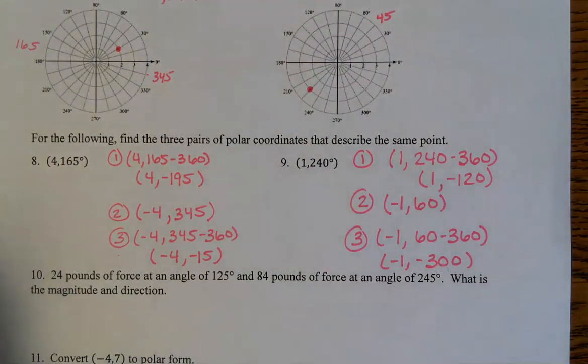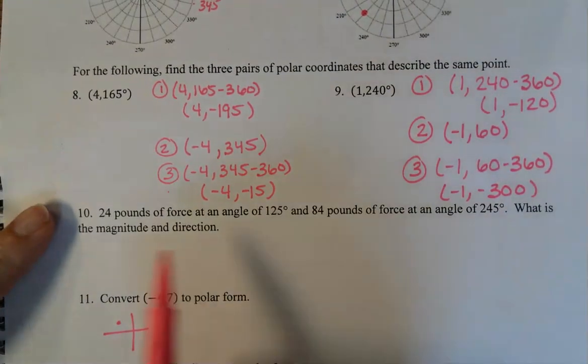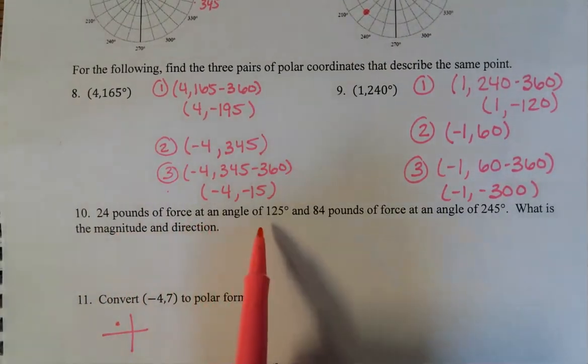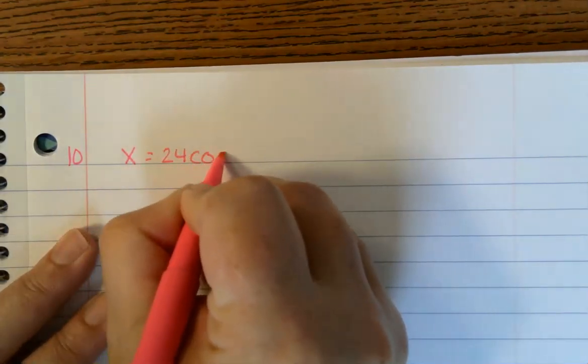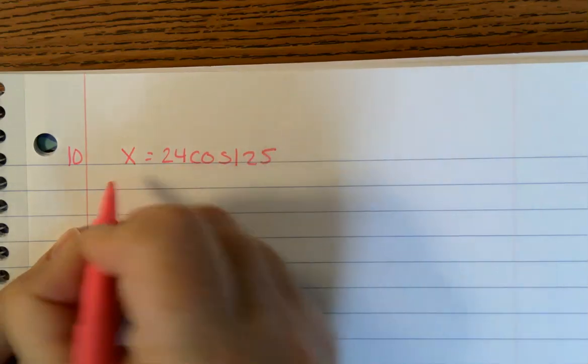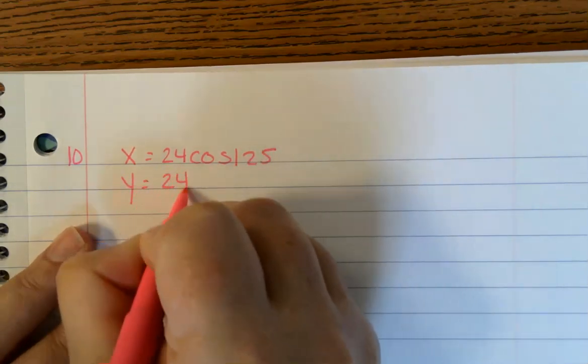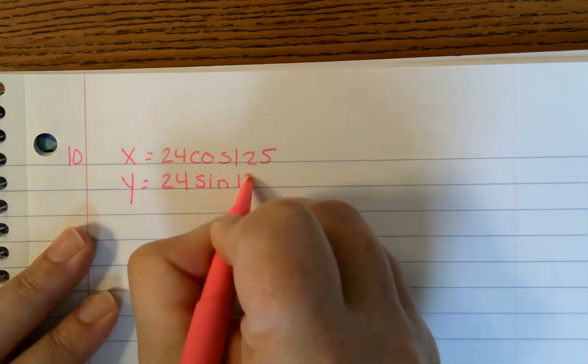Let's try number 10. I've lost my notebook. Okay. Let's try number 10. Y'all's favorite, vectors. So it says here, 24 pounds of force at an angle of 125. So you're going to get x equals 24 cosine 125 and y equals 24 sine of 125.